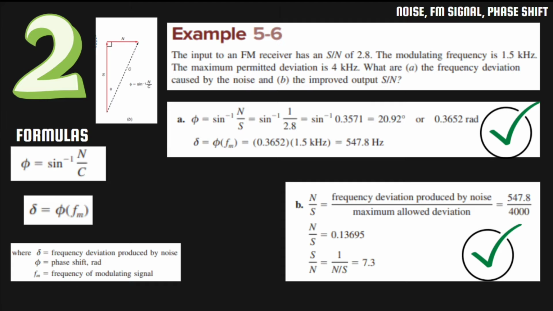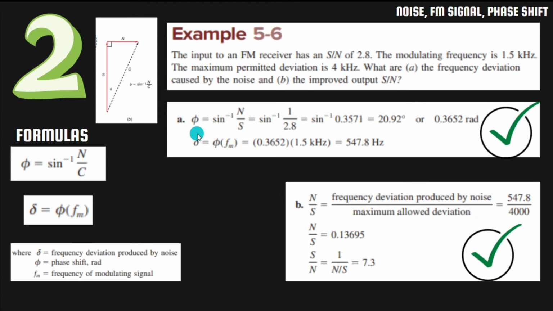So next problem, this is just an extension of the first problem, which involves noise, FM signal, and phase shift. So we have a similar problem, and the problem goes, the input to an FM receiver has a signal to noise ratio of 2.8. The modulating frequency is 1.5 kHz. The maximum permitted deviation is 4 kHz. So we have to solve the frequency deviation caused by the noise and the improved output signal to noise ratio. So we have all the given here. We will just apply it to these formulas.